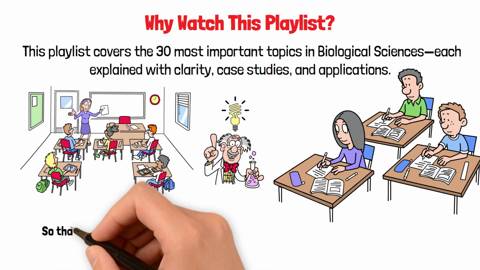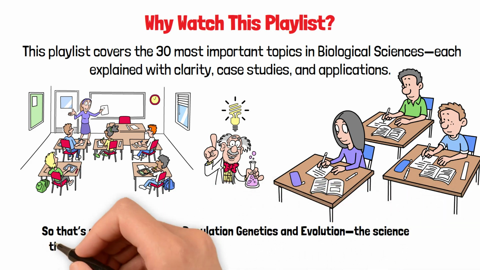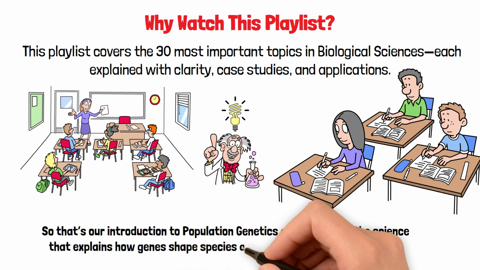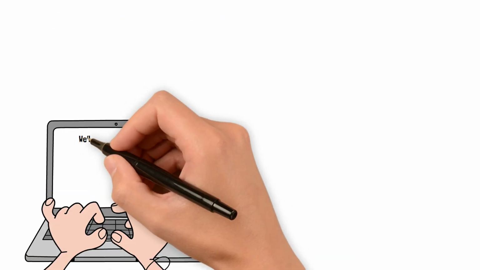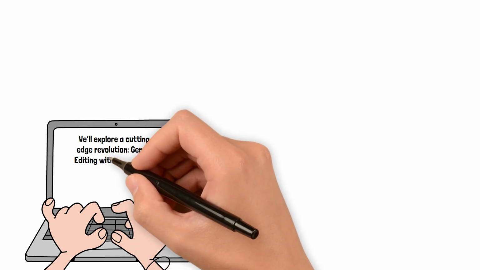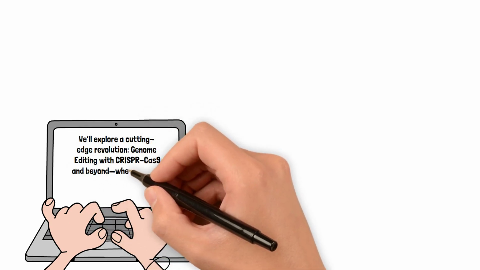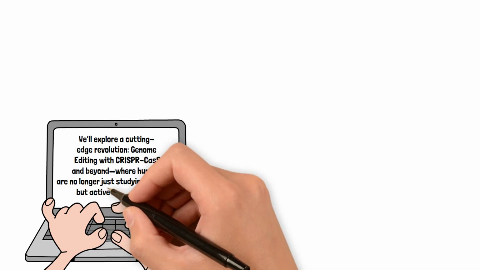So that's our introduction to population genetics and evolution, the science that explains how genes shape species and how life adapts through time. In our next lecture, we'll explore a cutting-edge revolution, genome editing with CRISPR-Cas9 and beyond, where humans are no longer just studying evolution, but actively reshaping it.